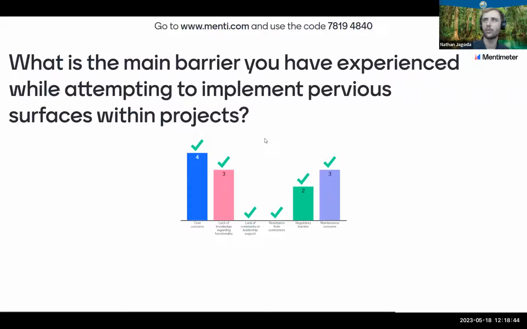All right, so we were asking about main barriers that folks have experienced while attempting to implement pervious surfaces. It looks like we have some folks with cost concerns acting as a barrier, lack of knowledge regarding functionality as a main barrier, some regulatory barriers, as well as some maintenance concerns. So hopefully this webinar helps with some of those. And with that, we'll pass it back to Dr. Bean. Thanks, Nathan.